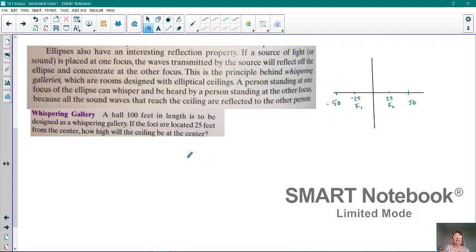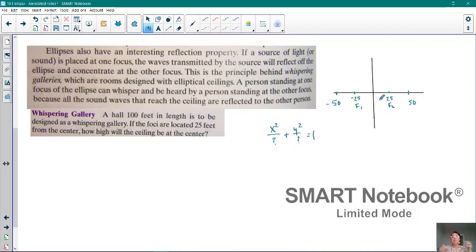Okay, so again, it's helpful to center this at the origin, it just makes all the calculations easier. So that's going to be x squared over something plus y squared over something is equal to 1. It tells us the hall is 100 feet in length, so I've got from negative 50 to 50, there's 100. And the foci are 25 feet from the center.